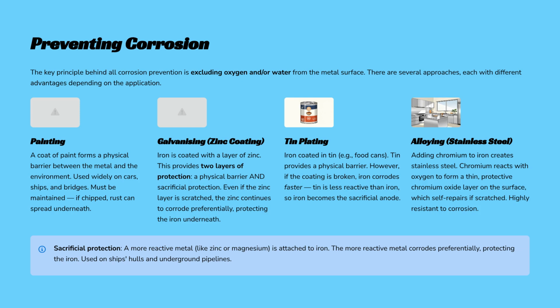Preventing corrosion focuses on excluding oxygen and water from the metal surface. Methods include painting, which provides a physical barrier. Galvanizing uses a zinc coating for physical and sacrificial protection. Tin plating provides a physical barrier, but if broken, the iron corrodes faster. Alloying, such as with stainless steel, forms a protective oxide layer that self-repairs.